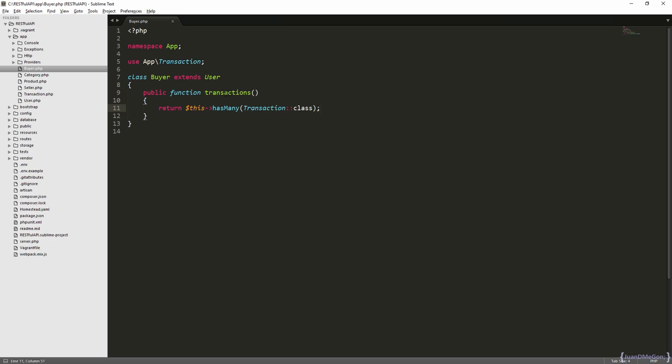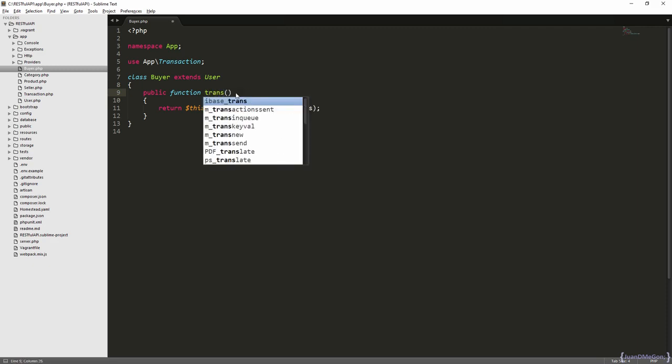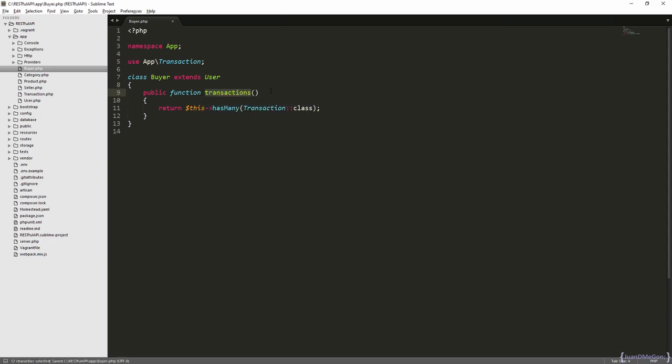Now what we have here is a function called transactions. Basically, the name of the function is going to be the name of the relationship. You can use whatever you want here, something like trans or similar, but I really recommend you to be very consistent between the name of the models and the relationships. So if a buyer has several transactions, the name of the function, it means the name of the relationship, is going to be transactions. This is returning a has many relation, meaning that a buyer has many transactions.